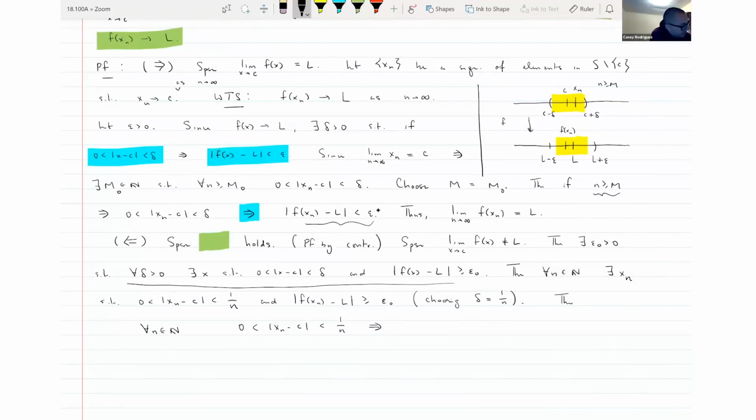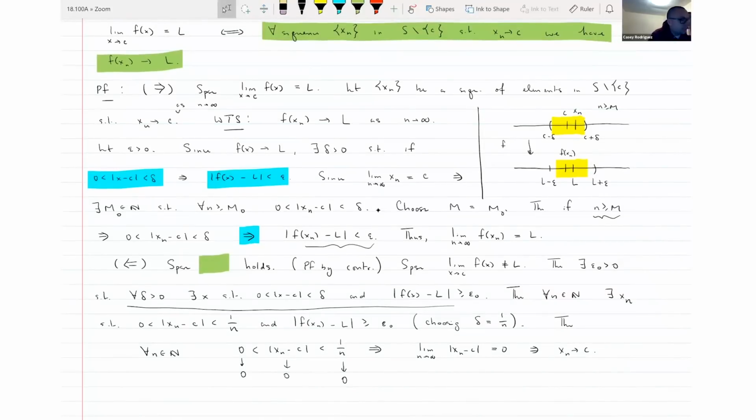Because this thing on the left, 0, if you like, is a constant sequence. This converges to 0. And 1 over n, the thing on the right, converges to 0 as n goes to infinity. So that implies the thing that's sandwiched in between gets squeezed to 0. So the limit as n goes to infinity of x of n minus c equals 0, i.e. the x of n's converge to c. Now, I'm assuming what's in green holds, right? Which is that if I take any sequence converging to c, f of x of n has to converge to L, okay?